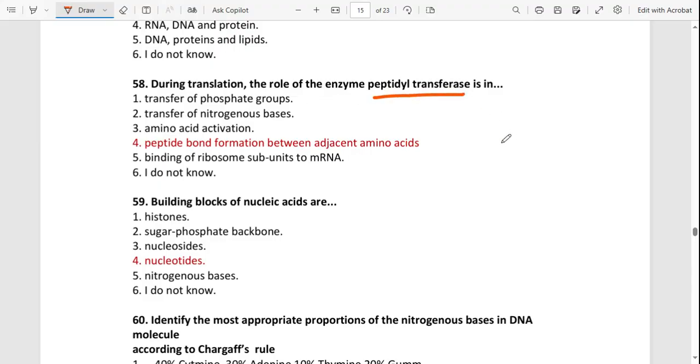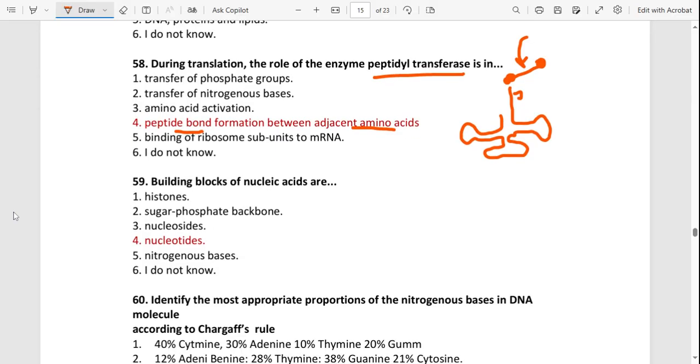During translation, what is the role of the enzyme peptidyl transferase? Peptidyl transferase is the enzyme that is connecting. If you have this as your tRNA, and this tRNA is carrying an amino acid on the 3' end, and you have another tRNA that is also carrying an amino acid, to connect these amino acids by forming a peptide bond, you need peptidyl transferase. So it forms peptide bonds between adjacent amino acids.